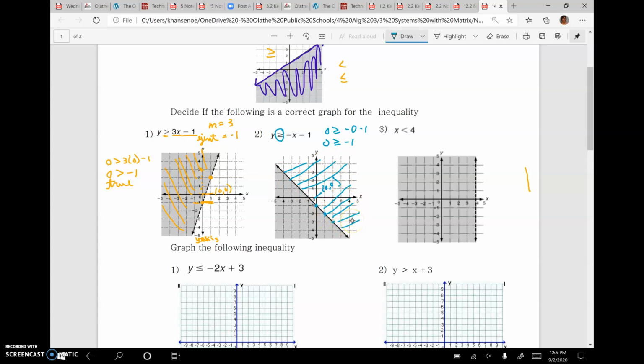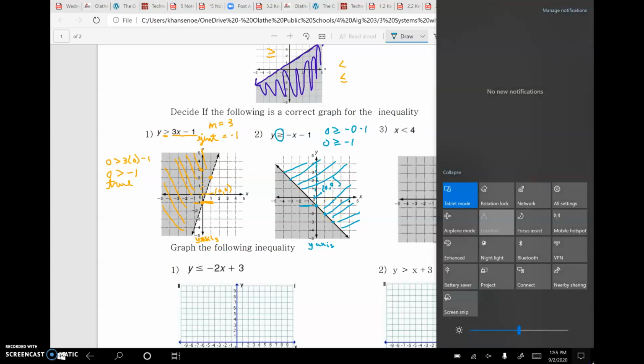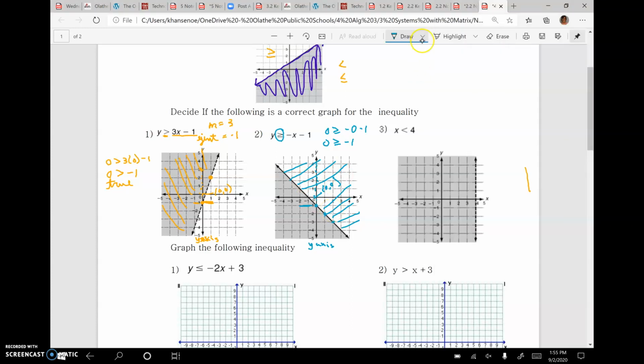Now remember, we could do the other trick where here is my y-intercept at -1. Where are my y's? Because remember, this is your y-axis. Where are the y's that are greater than -1? Here's -1. All the y's are greater up here, are bigger. So then I would shade there. Okay? So let's look at the next one.